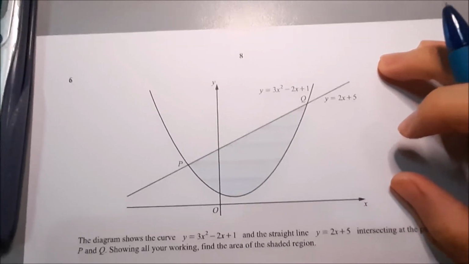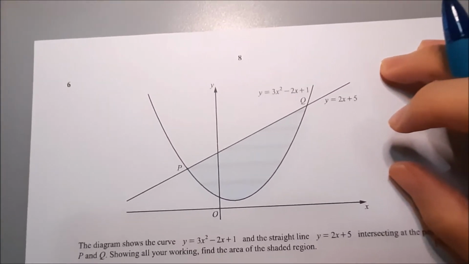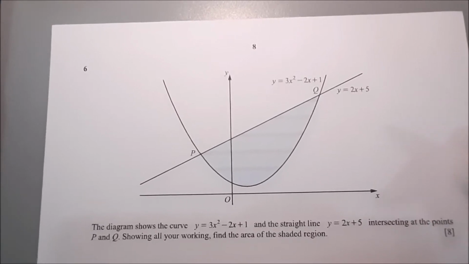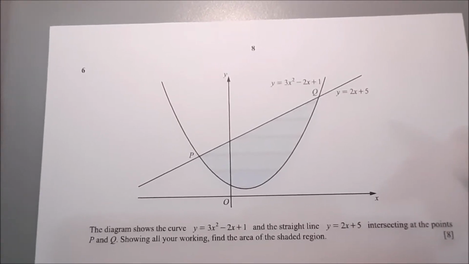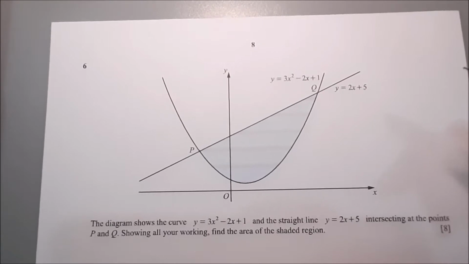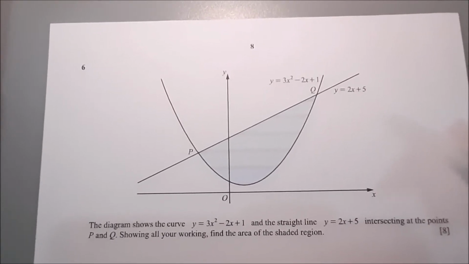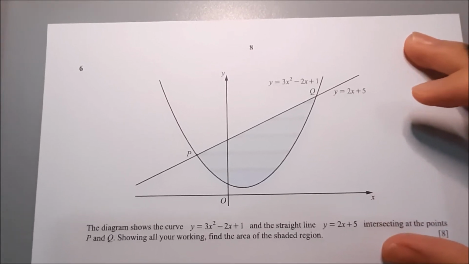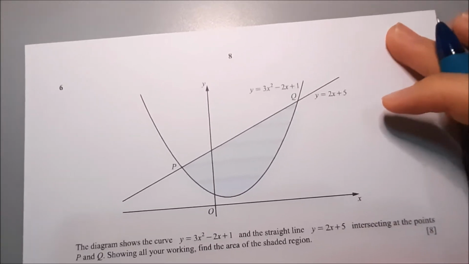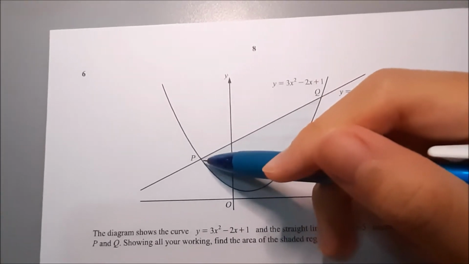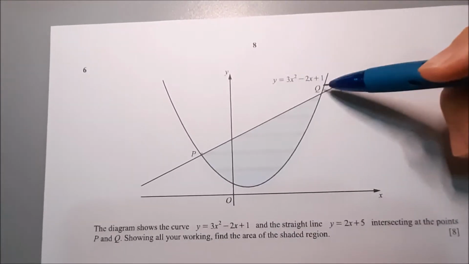Question 6. The diagram shows the curve y equals 3x squared minus 2x plus 1 and the straight line y equals 2x plus 5 intersecting at the points P and Q. Showing all your working, find the area of the shaded region. So the first thing you have to do in this kind of question is to get the coordinates of P and Q.